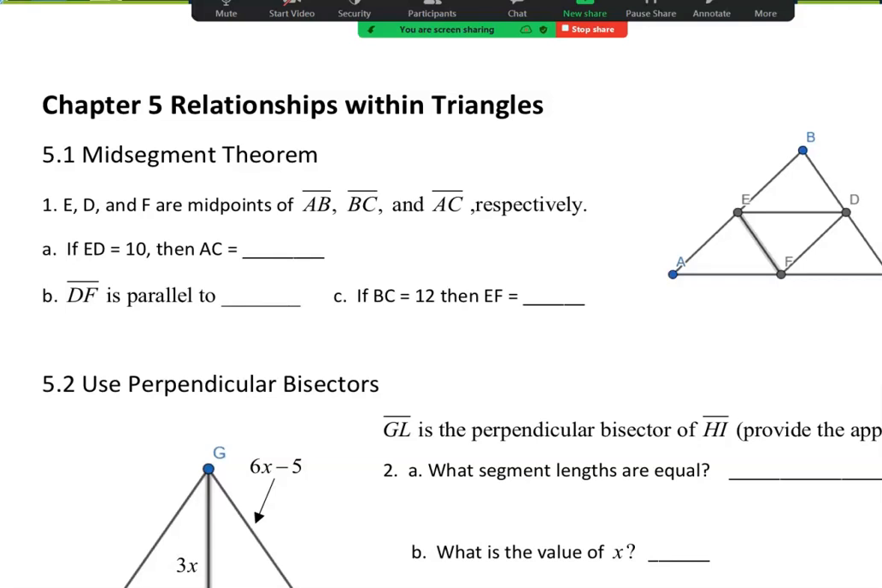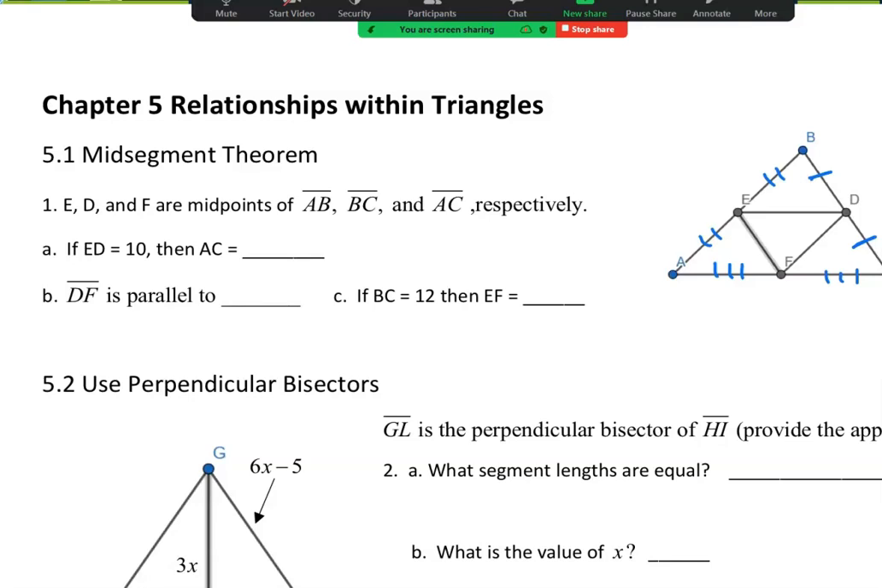Okay, so problem number 1 states that E, D, and F are midpoints. So what I would do if I was you is start decorating your diagram. So what do we know? We know that if those are midpoints, then this equals this, equals this, and this equals this. Okay, so that's the first thing. Now let's read the problem.